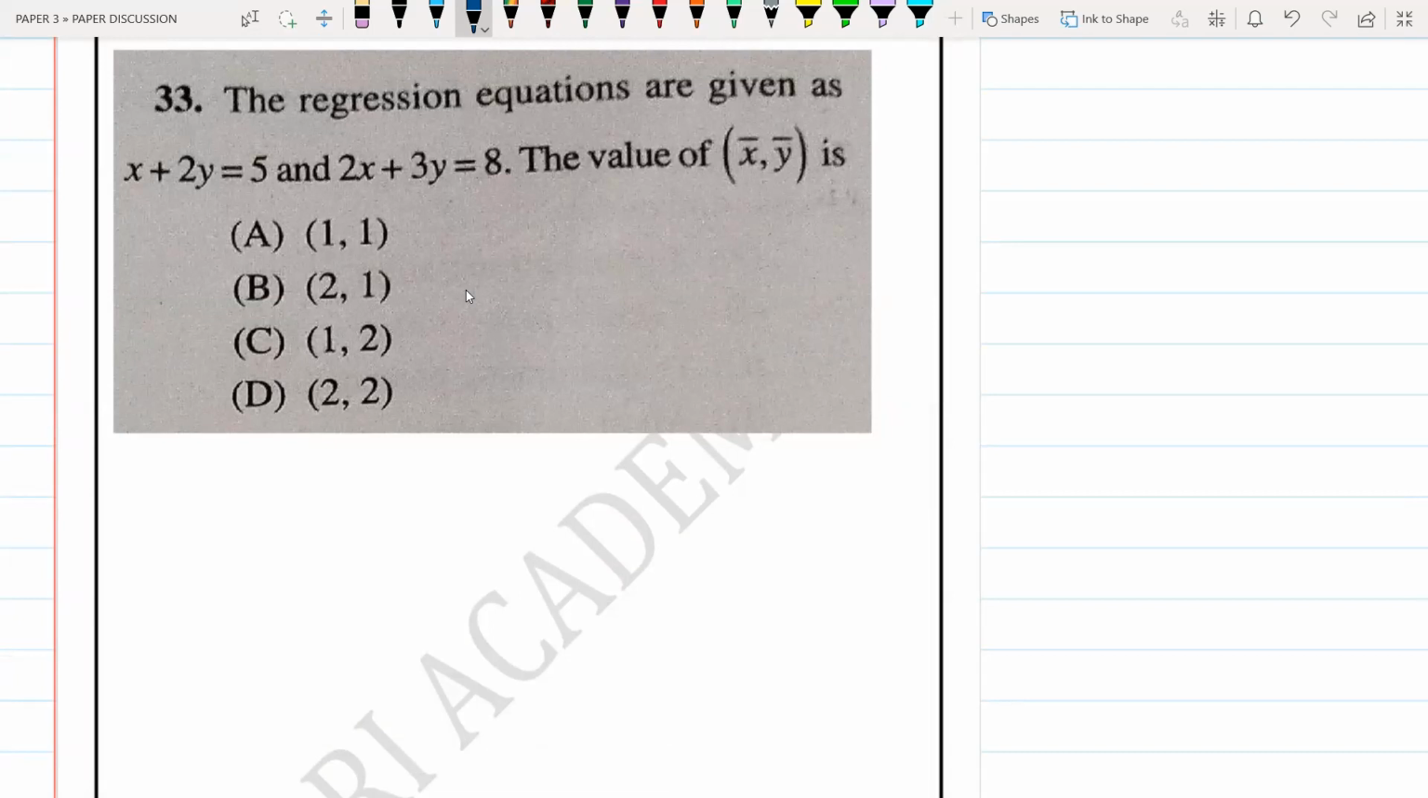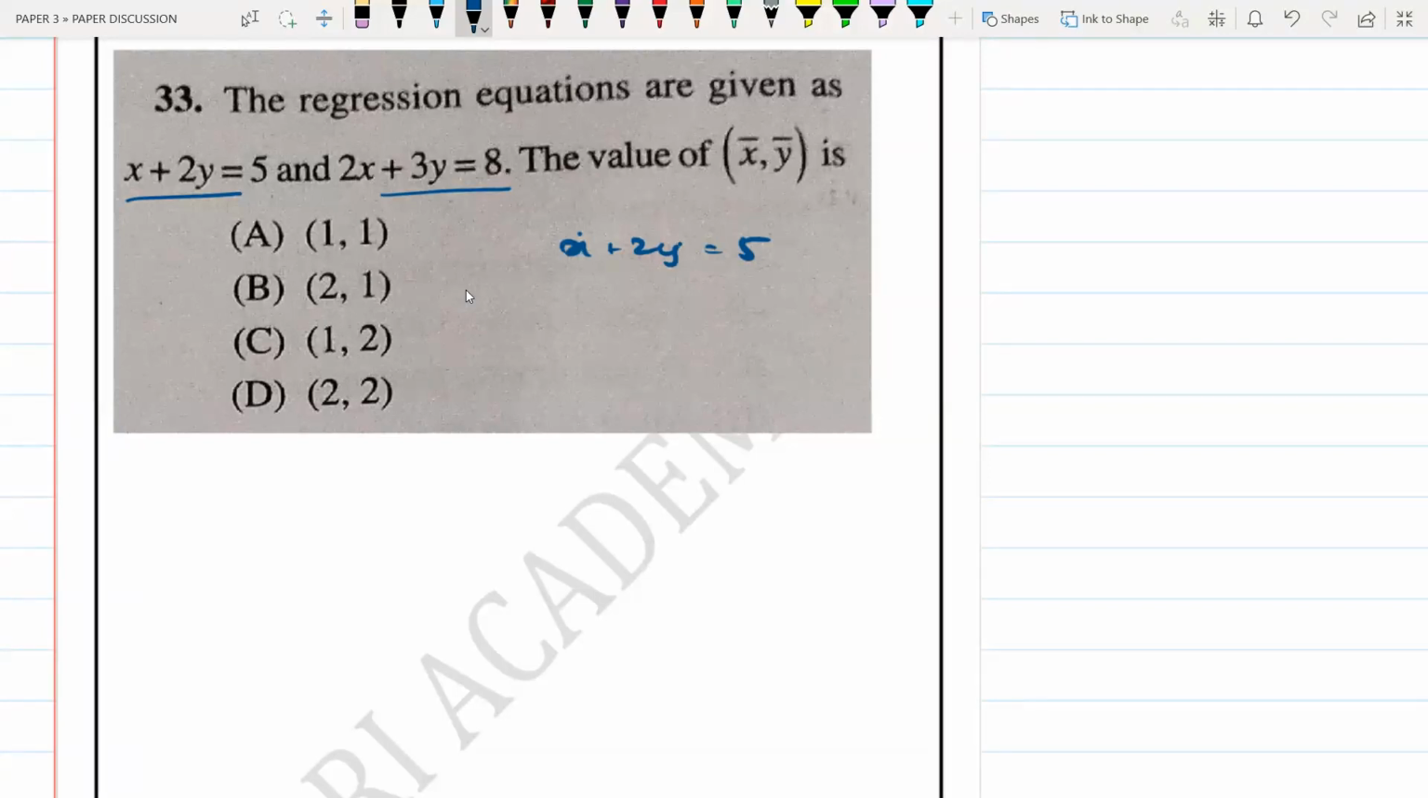Now, we will move to question number 33, the last 17 questions, which is the easiest question we will do. The regression equations are given as x plus 2y equal to 5, 2x plus 3y equal to 8, find the value of x bar and y bar. They are simply doing the trial and error process. Take an option, x plus 2y equal to 5. So put x is equal to 1 in this equation.